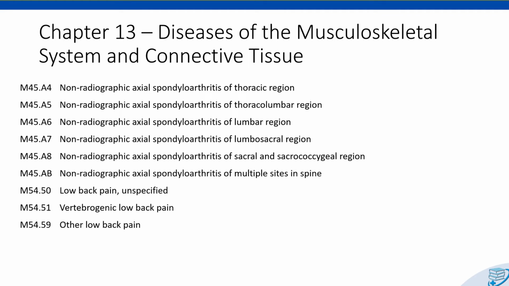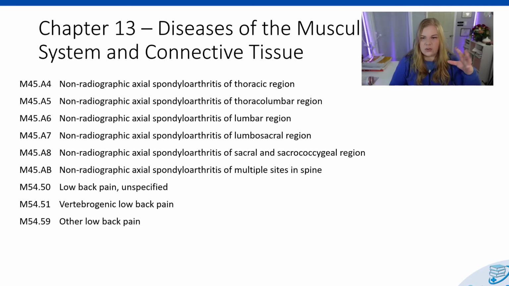We also added some codes in Chapter 13 for non-radiographic axial spondyloarthritis, a potentially severe chronic inflammatory arthritis that entails significant back pain and impairment in spinal mobility and physical function. The codes now are going to break down between the locations. So you can see here we've got thoracic, thoracolumbar, lumbar, lumbosacral, sacral, sacrococcygeal, and then multiple sites. And then we also added a couple of different specified codes for low back pain versus vertebrogenic low back pain, and then other low back pain.